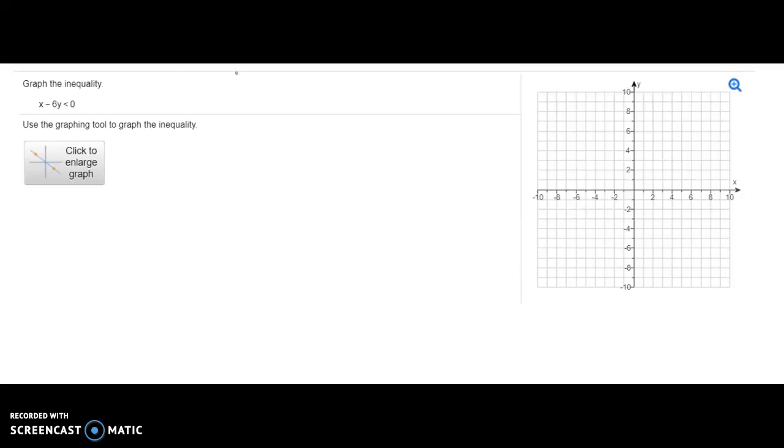Alright, so we're going to graph the inequality. Remember, the first step for graphing inequalities is to solve for y. Even though you can graph it from standard form, you want to solve for y to make sure you get your inequality right. So we have x minus 6y is less than 0.